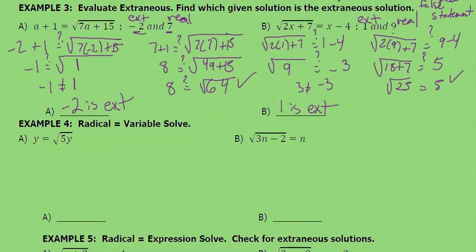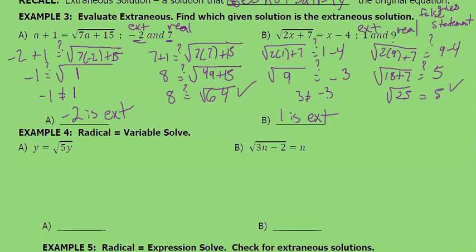Example 4. Radical equals variable. Solve. A. y equals the square root of 5y. So we have the radical already isolated, so let's exponentiate each side by 2. So then we have y squared equals 5y. From here, let's subtract the 5y to the other side. So then we have y squared minus 5y equals 0.